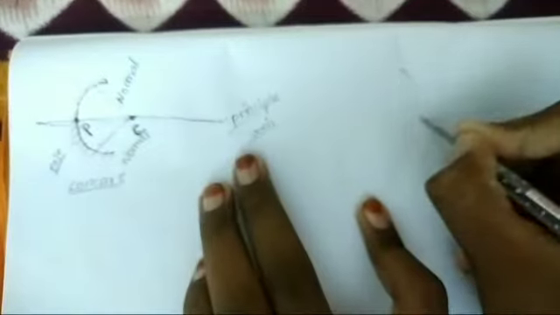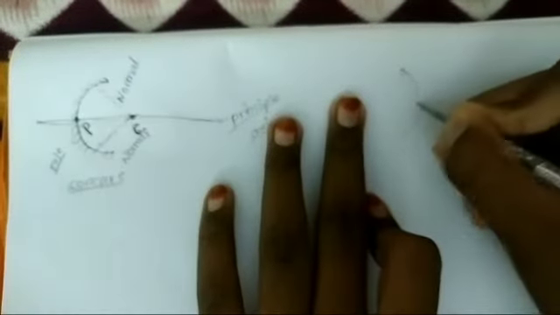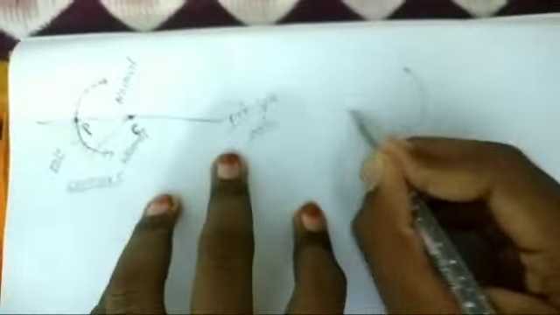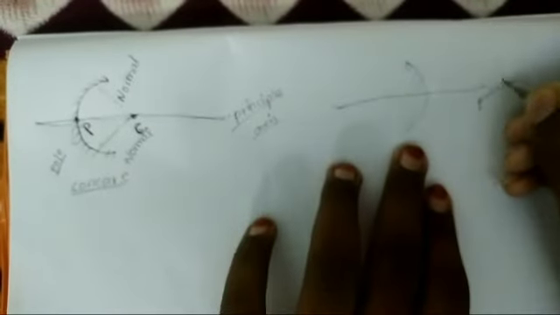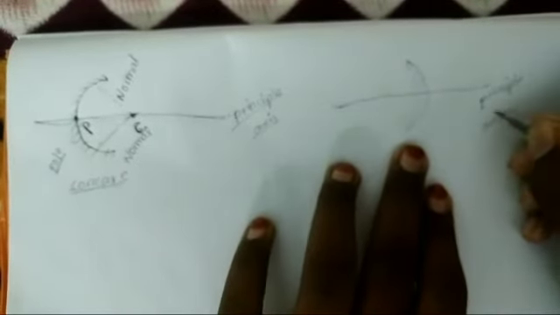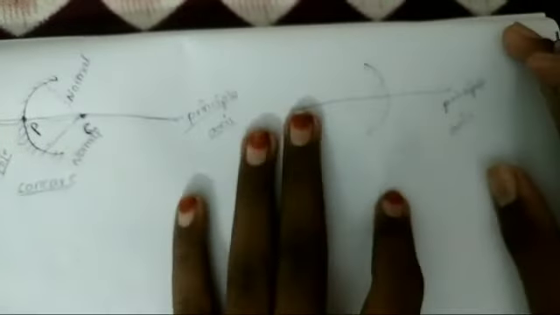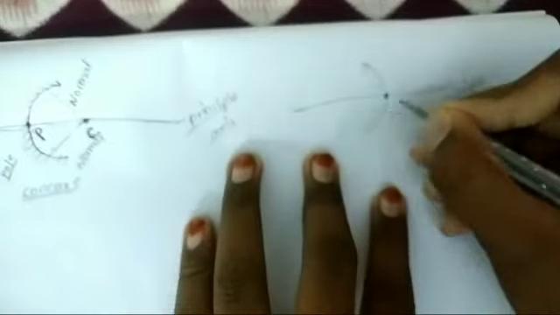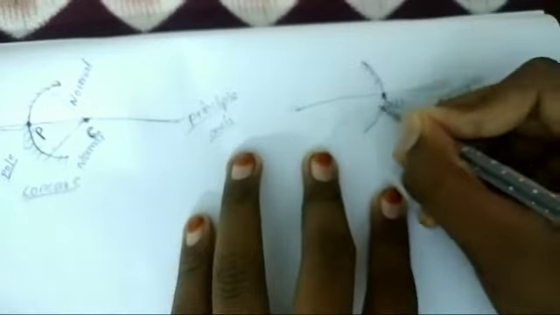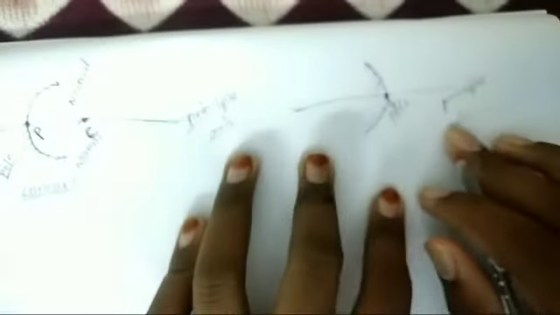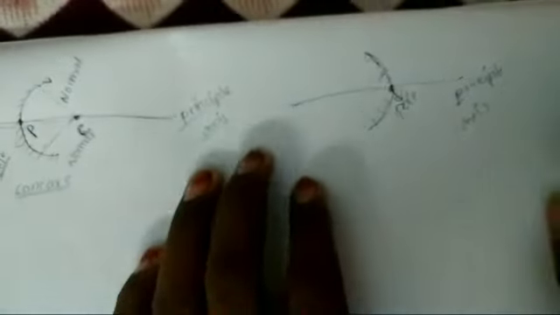I will draw for convex also now only. Silver coated inside the circle. Same. Okay, this is principal axis. Same. Principal axis. Same. And same we are getting here. Pole. I will draw this clearly. Same, this is pole. I think you can see.